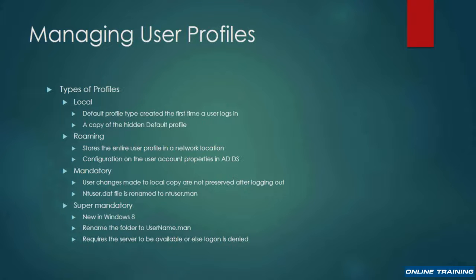Local profile is the default profile type created the first time a user logs in, and it's created as a copy of the hidden default profile. So if you're a user, you belong to the domain, you sit down at a Windows 10 desktop, and you log in, it takes a copy of the default profile and uses it as the source for you. Then you go and make changes, those changes are saved, but it's local. If you were to get up and go to another computer that was a member of the domain and log in, you wouldn't expect to see those changes, nor would you be able to expect to see those documents, not by default. And so that's what a local profile means.